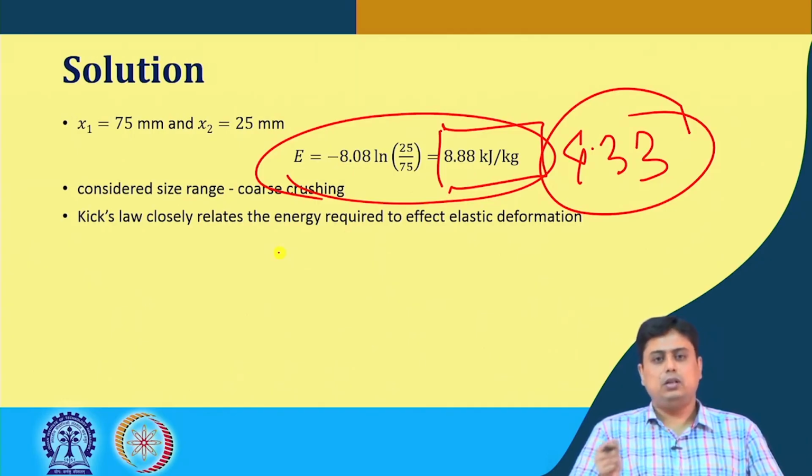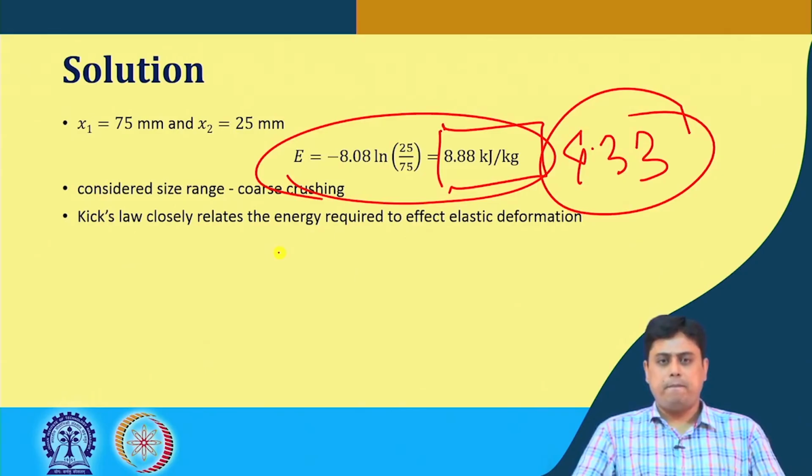If it is the coarser, go with Kick's law. If it is the intermediate, go with Bond's law. So, I hope this selection is now clear to you.